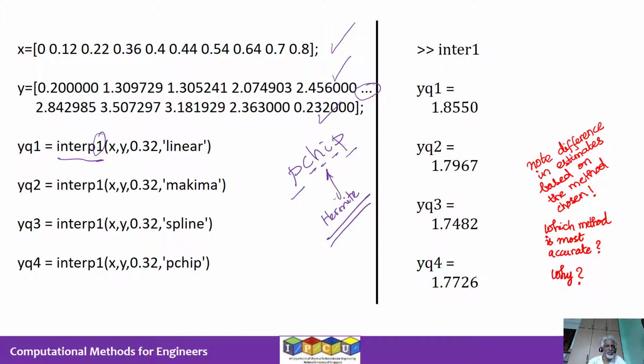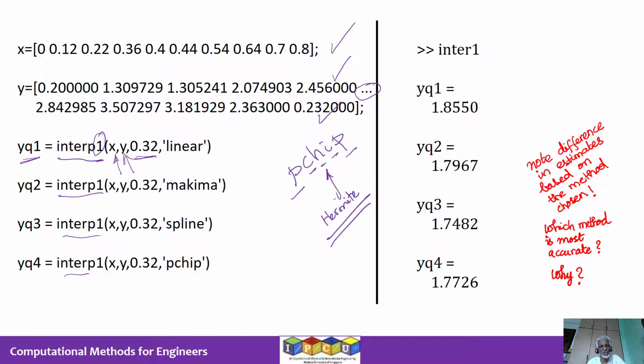Now you can see I'm calling the function, so this is yq1. That means I'm trying to find out the value of the function at x is equal to 0.32 using different interpolating options or functions that are available to me. So the function in each case is interp1. That doesn't change. What you have to give it is the first argument, the x values from the data that's available to us, the corresponding y values, comma, then the query point.